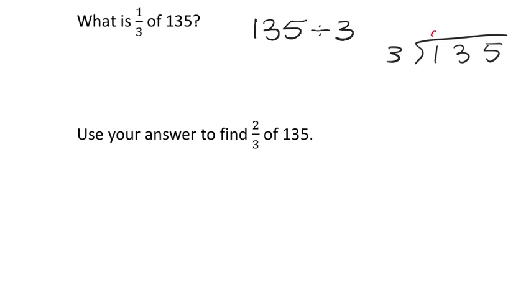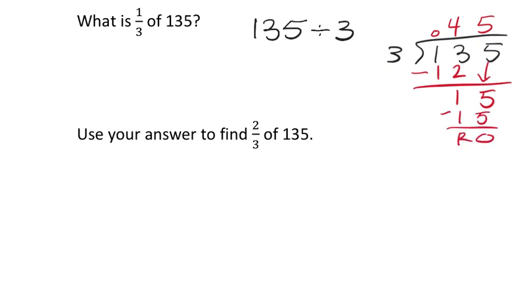So 3 won't go into 1, but it will go into 13 4 times. 4 times 3 is 12. When I subtract that out, I got 1 left over, drop the 5. 3 goes into 15 5 times. So nothing remaining here. So what is 1/3 of 135? I got 45. Now, use your answer to find 2/3 of the 135.